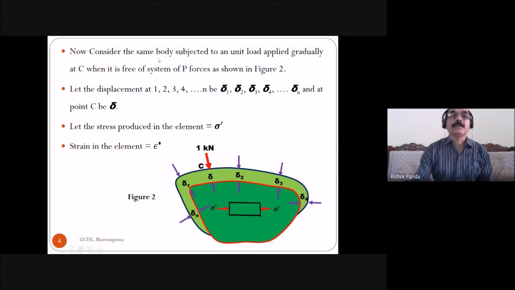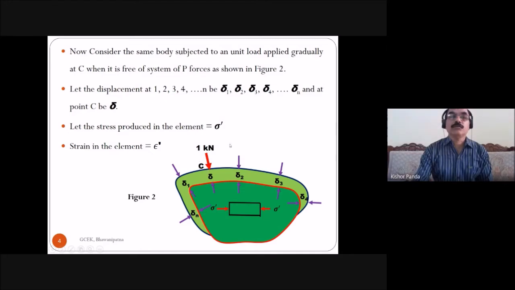Now consider the same body subjected to a unit load applied gradually. This load also you have to apply gradually, at C, when it is free of the system of P forces, as shown in figure 2. Let the displacements at 1, 2, 3, 4 and n be lowercase delta 1, lowercase delta 2, lowercase delta 3, lowercase delta 4 and lowercase delta n, and at point C be lowercase delta.